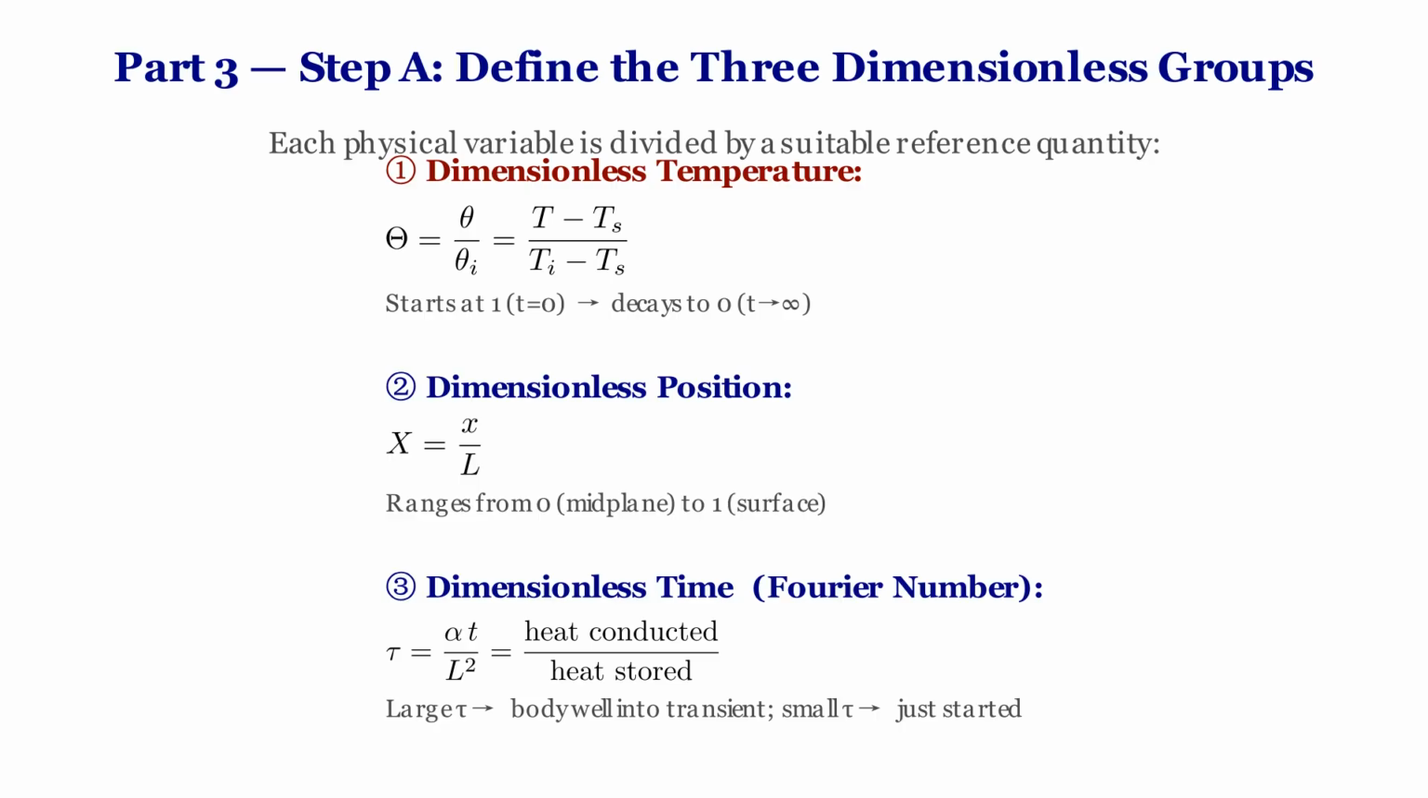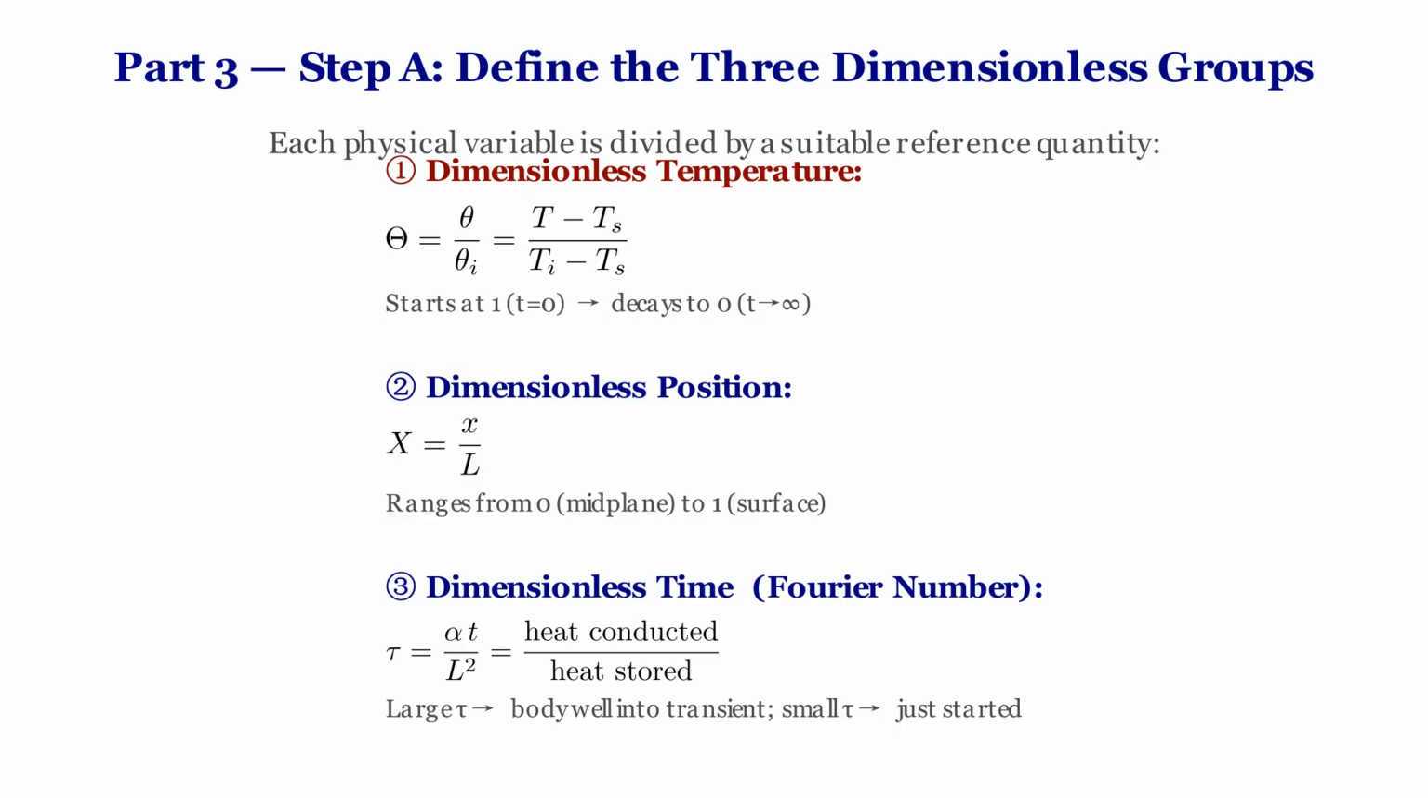First, dimensionless excess temperature, capital Theta. We take the excess temperature theta, which is T minus Ts, and divide it by the initial excess temperature theta I, which is Ti minus Ts. So capital Theta equals theta over theta I equals T minus Ts, all divided by Ti minus Ts. Notice that at time 0, T equals Ti, so Theta equals 1. As time goes to infinity, T approaches Ts, so Theta approaches 0. Capital Theta is therefore a dimensionless measure of how much temperature change remains. It starts at 1 and decays to 0.